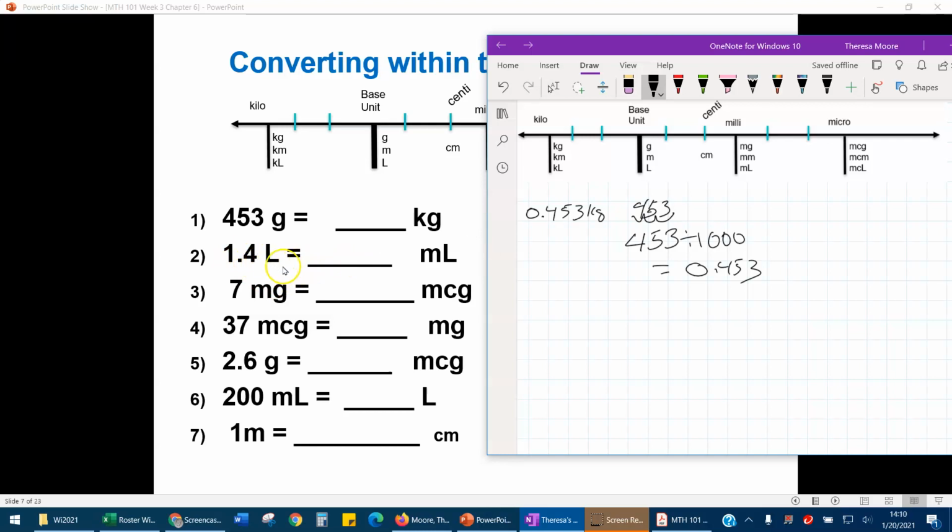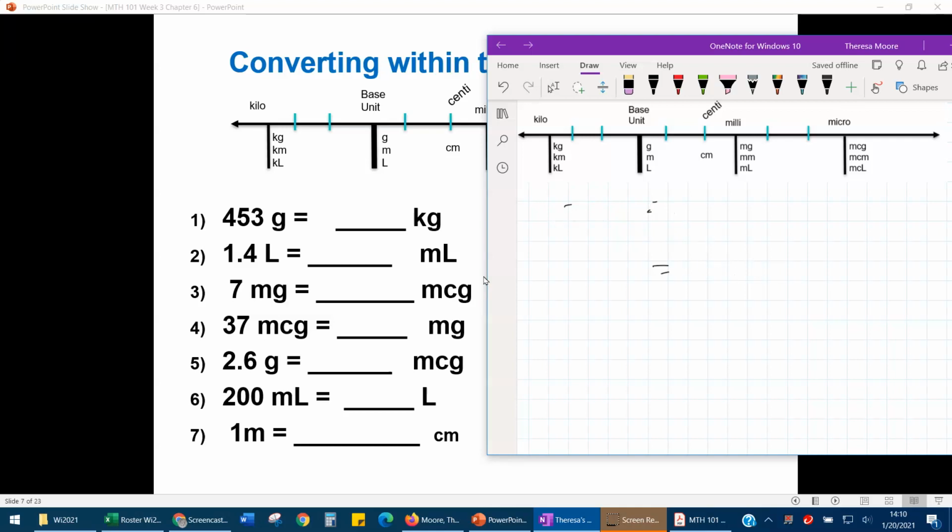So 1.4 liters. Liter is a basic unit, so that is right here in the middle. We're going to milliliter, which is over here, 3 spaces away. So 1.4, and going 1, 2, 3, that would give us 1,400 milliliters. Or you could take 1.4 and multiply by 1,000, which still gives you 1,400 milliliters.